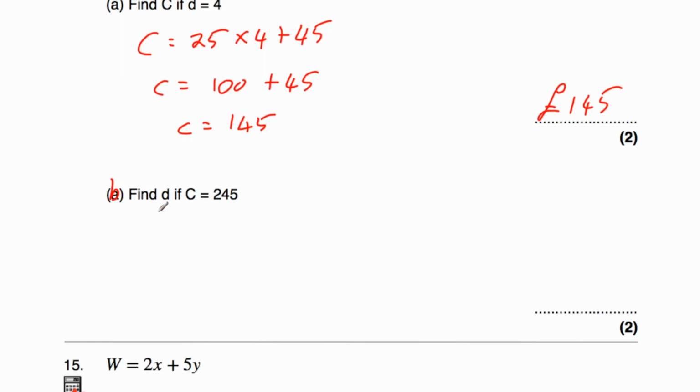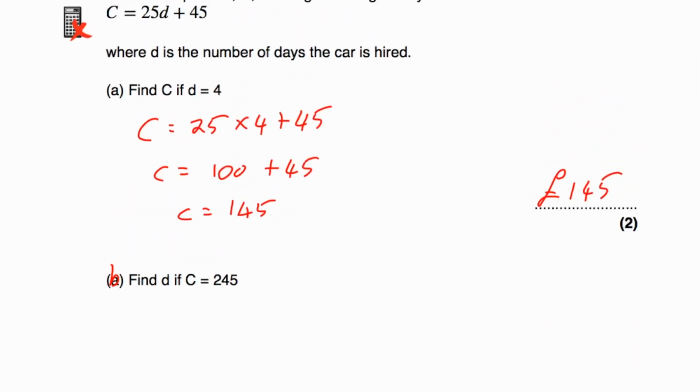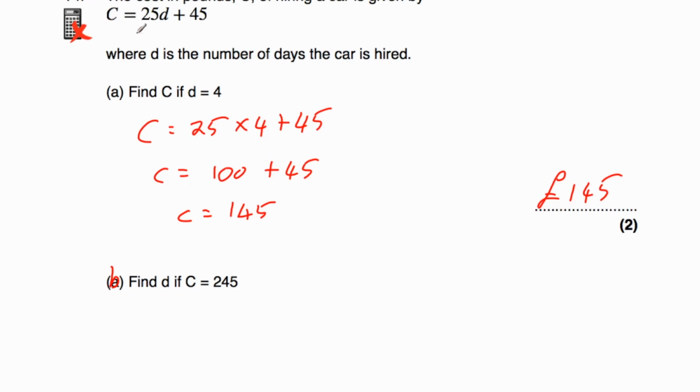And part B says find D if C is equal to 245. So we can do this in 2 different ways. We could work backwards. Remember, to find the cost, we took the number of days, we timesed it by 25, and then we added 45. So if we know the cost is 245, we could take away 45.